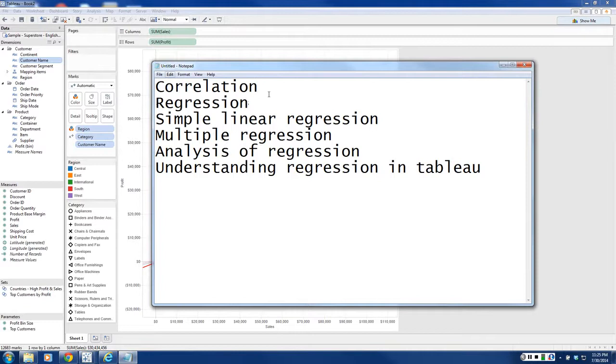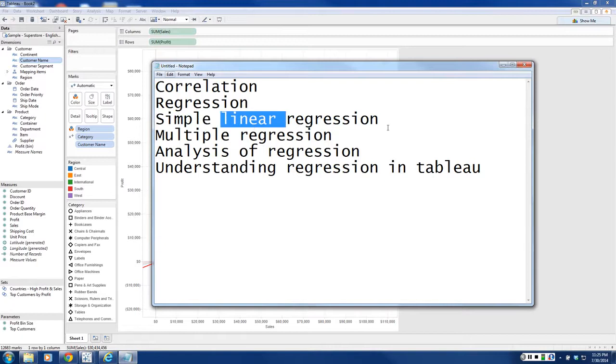We can definitely find the correlation values, which is the R, which ranges from -1 to 1, by using any statistical package, or even Excel. You can find out the correlation value of two variables in Excel. So we know the difference between correlation and regression. We know what simple linear regression is.